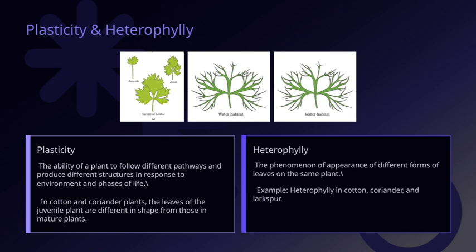Now, when we talk about plasticity and heterophylly together, we're highlighting how flexible plants can be. They can follow different developmental pathways, producing a variety of structures to better suit their needs. This adaptability is a key part of how plants survive and thrive in diverse environments. So, in the context of our overall theme, understanding plasticity and heterophylly helps us appreciate the dynamic ways plants respond to their environment and developmental cues, which is fundamental to plant biology and breeding strategies.